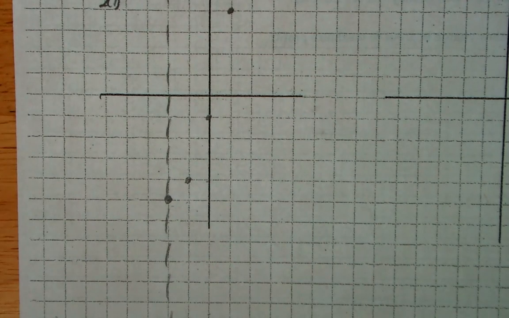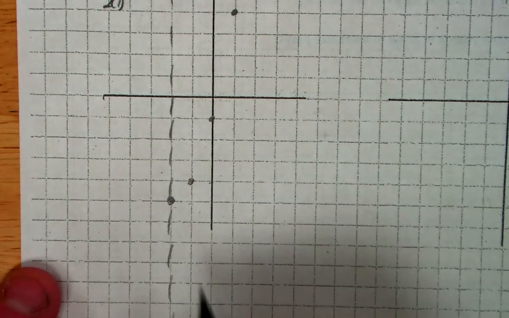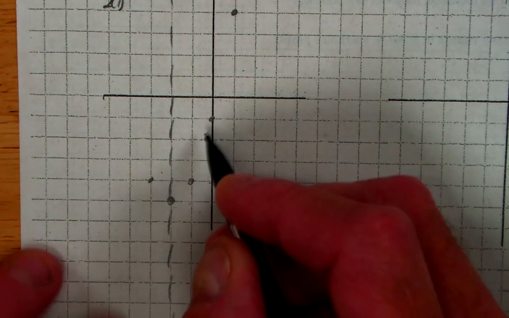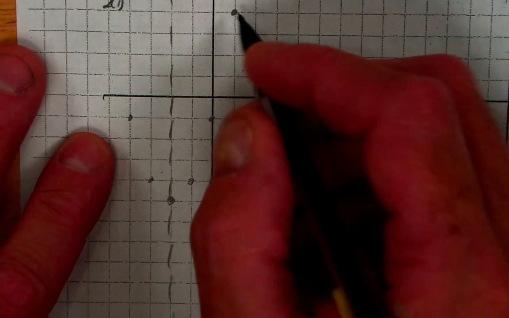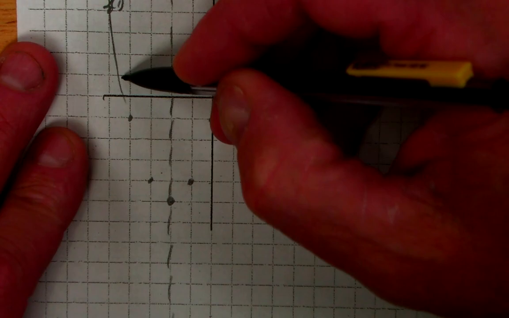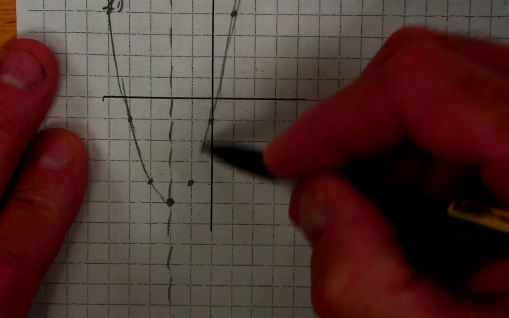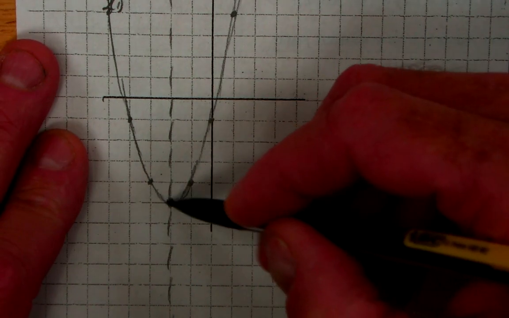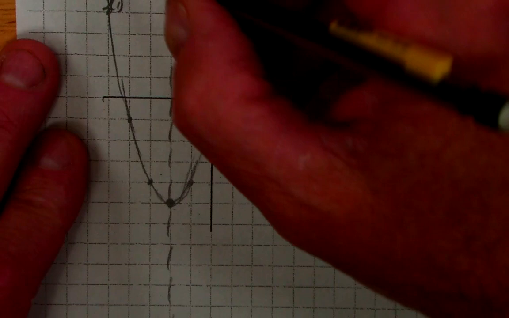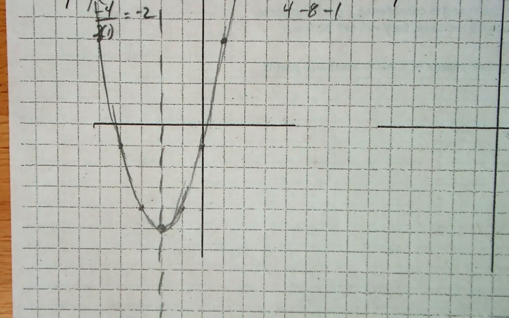I don't need to do my over and up on the other side. I could, but what I can do instead is just fold it over my line of symmetry. 1 unit away on the other side. 2 units away on the other side. 3 units away on the other side. And then I just make my nice, pretty parabola. And I don't put a point at the bottom. I put a nice curve. What a beautiful parabola. My mom would be so proud.